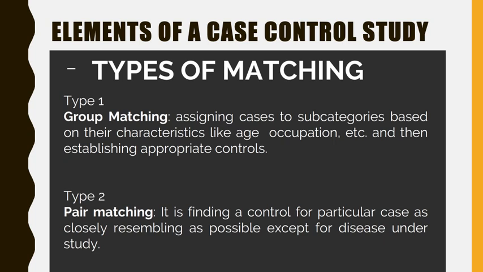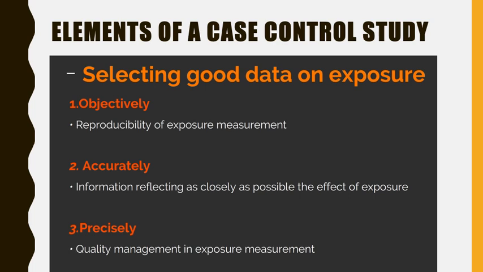There are a couple of ways that we can match. We can match called group matching. This is where we assign cases to subcategories based on characteristics like age and occupation and then establish appropriate controls. Or we can do pair matching. This is where we find a control for each case and that each control similarly matches the case almost identically except for the disease in question. Now, there are three basic criteria we have to meet to select data on exposures.